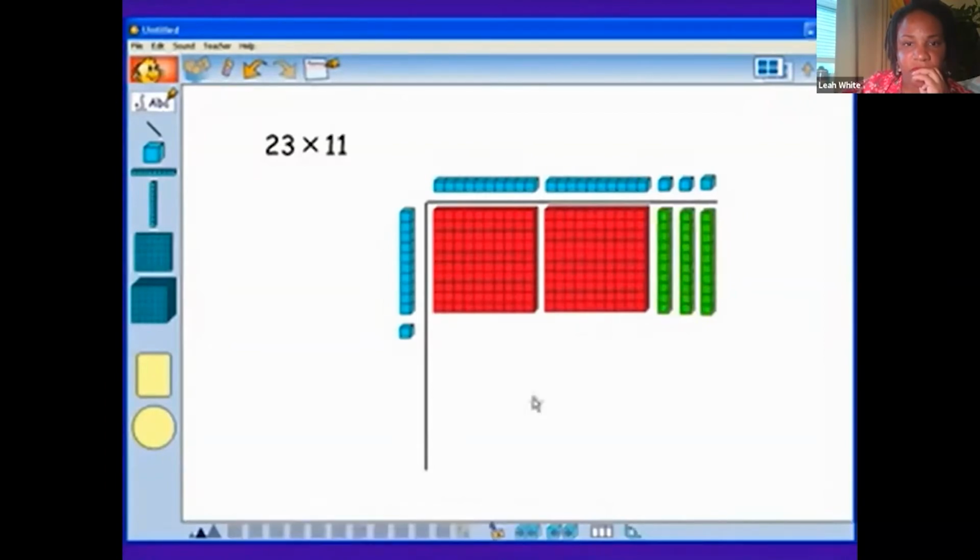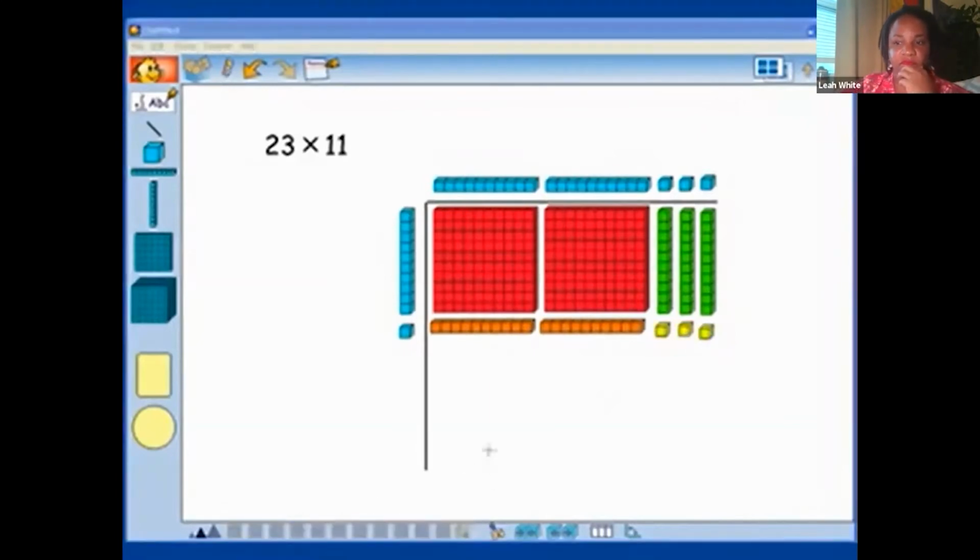Are we done? So far, I've shown 10 by 23. But what about this 1? Well, I also have 1 by 20. This gives me 20. And last of all, I have 1 by 3. This gives me 3. We have built partial products. In other words, partial rectangles within our big rectangle.